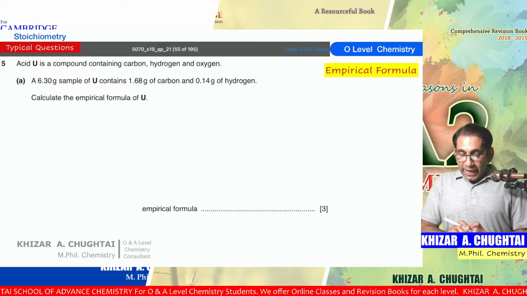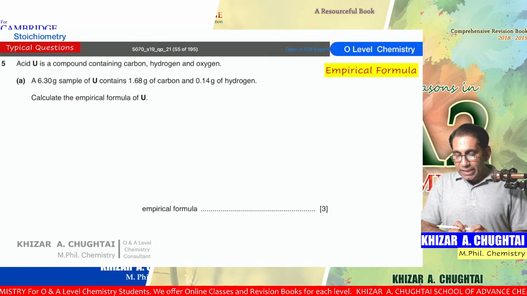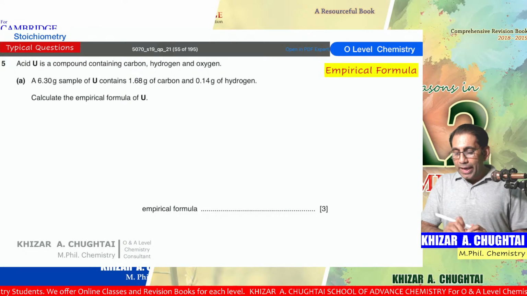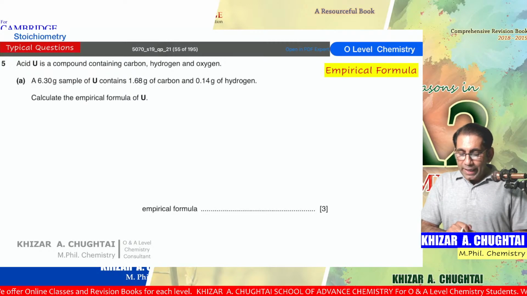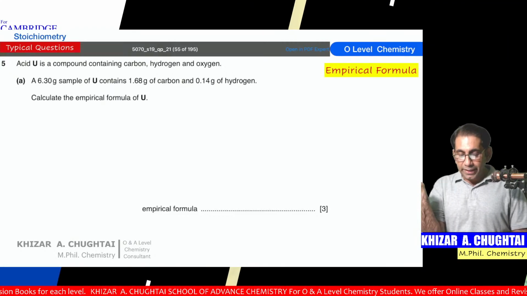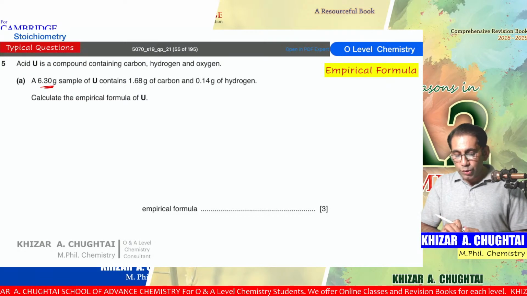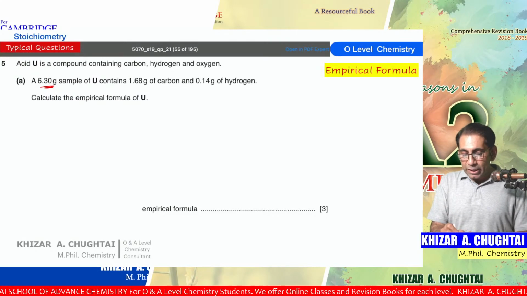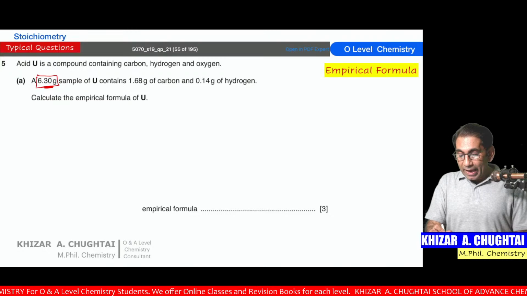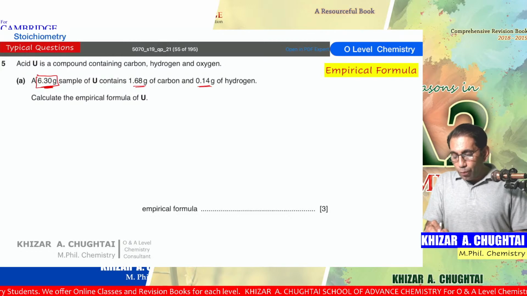The next question. Acid U is a compound containing carbon, hydrogen and oxygen. A 6.3 gram sample of U contains 1.68 gram of carbon and 0.14 gram of hydrogen. Calculate the empirical formula of U. This time he is not giving the percentage; he is giving us the masses of the different elements. The total mass of the sample is 6.3 gram, keep that in mind, and the mass of carbon is 1.68 and the mass of hydrogen is 0.14.